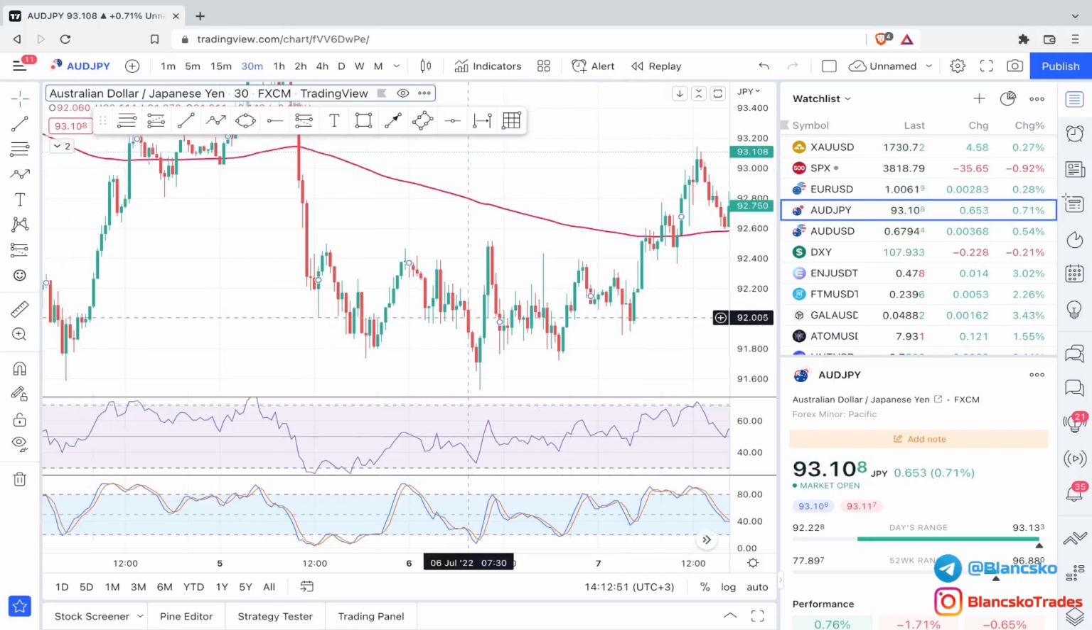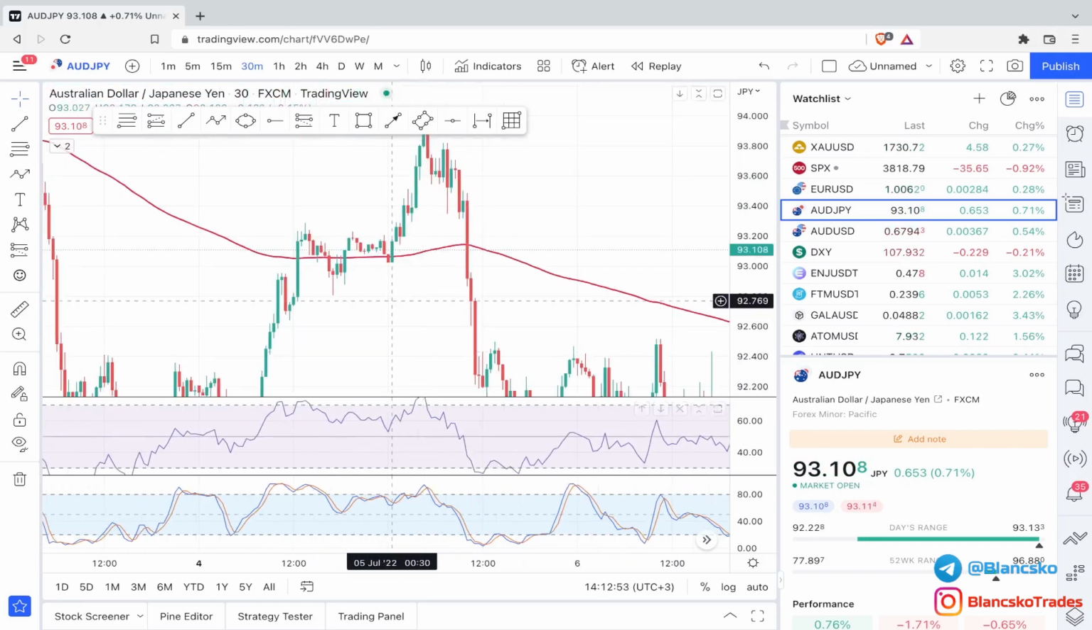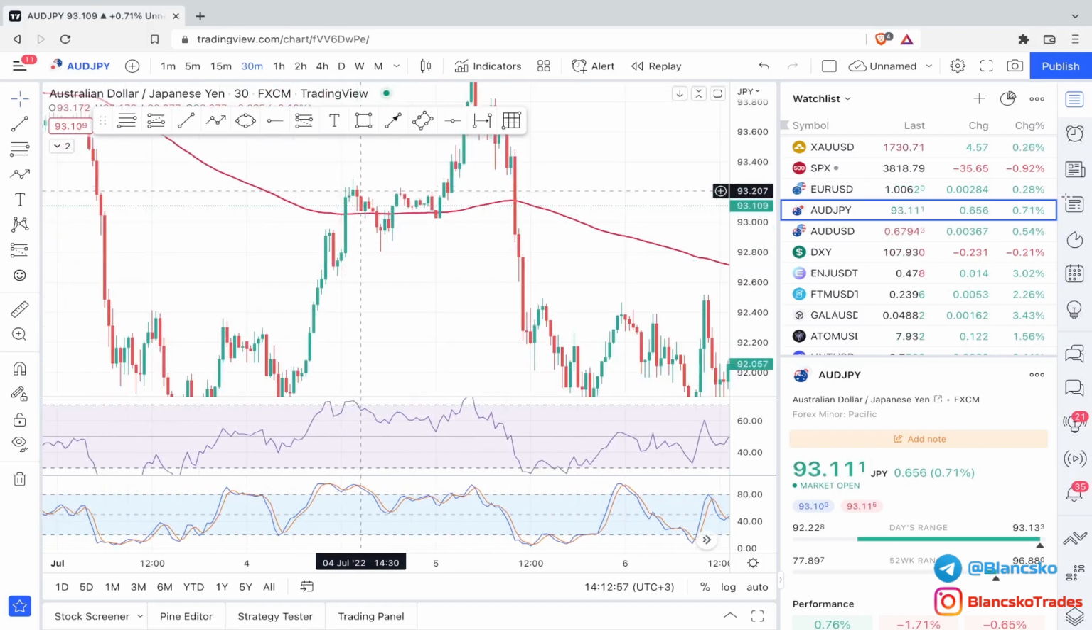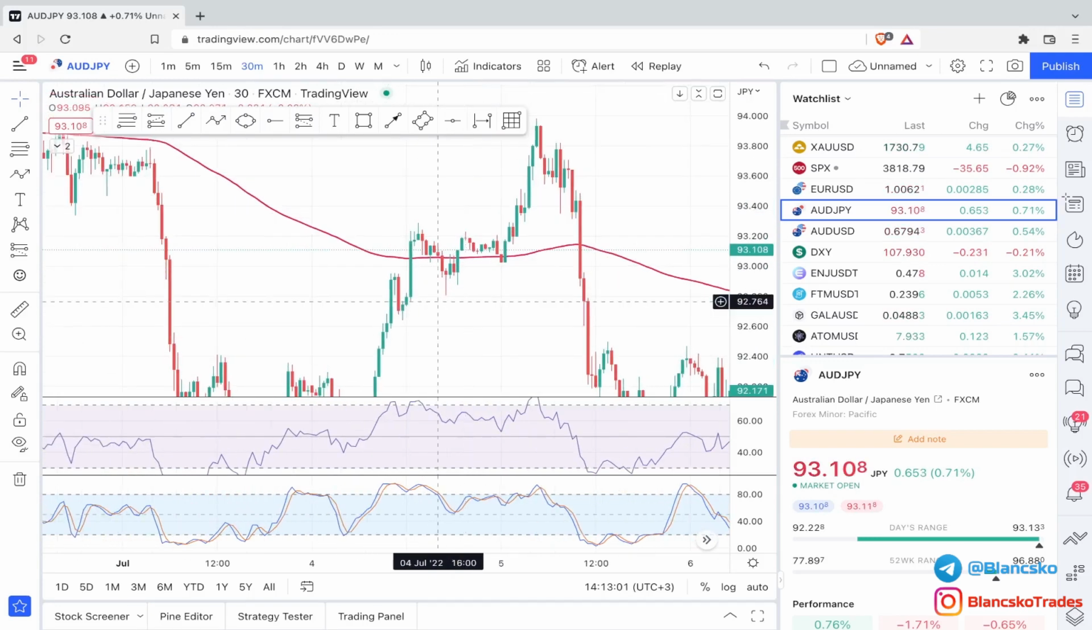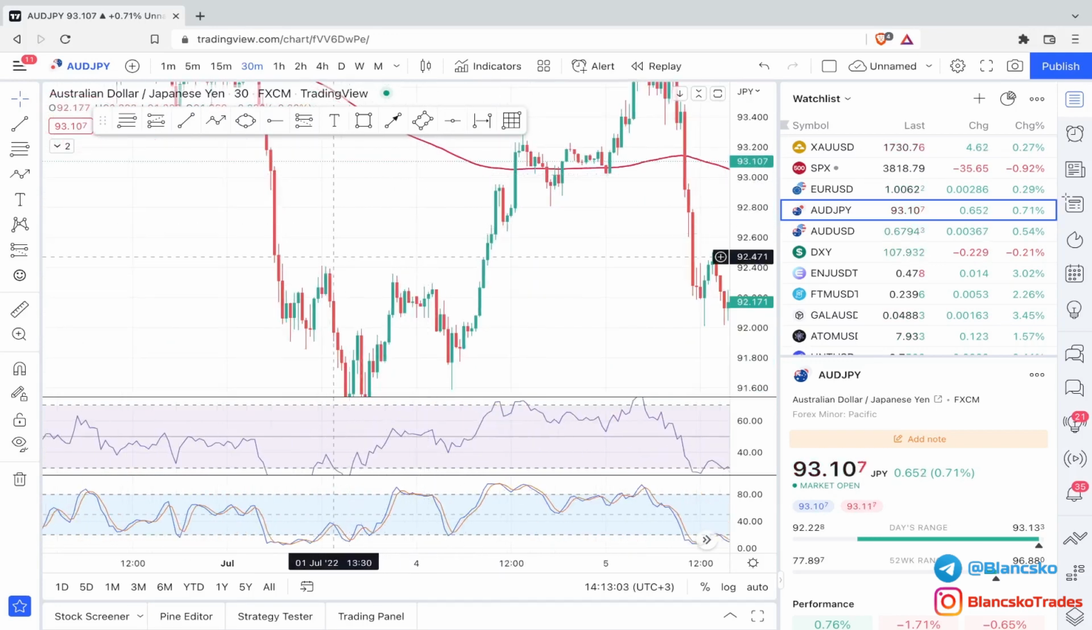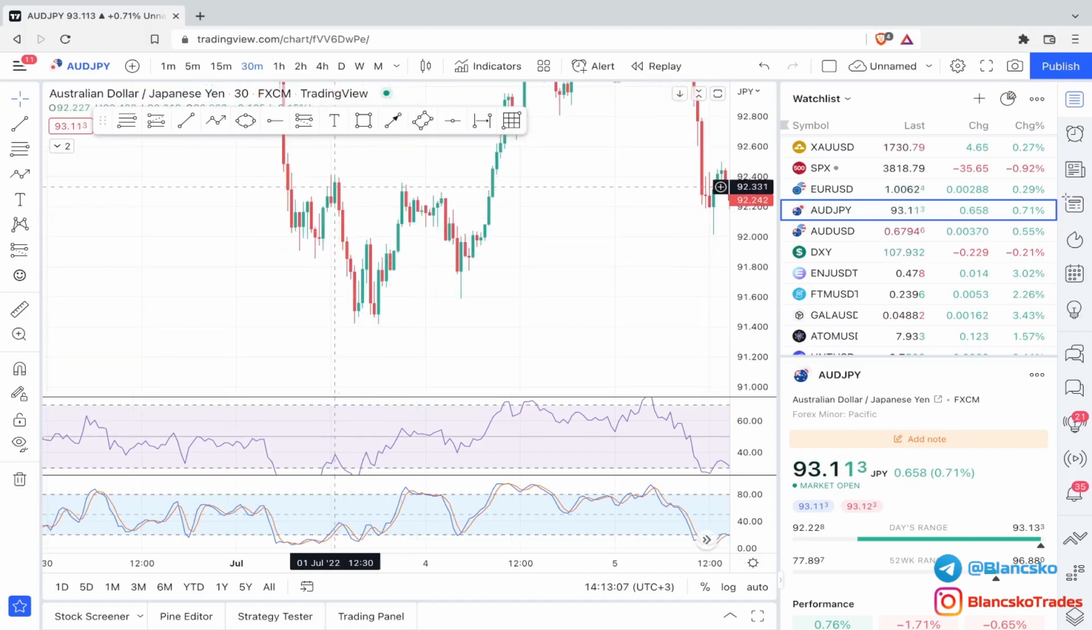Okay, let me look for one more example before wrapping up the video. Here we have a higher high, higher low, but the price is underneath the 200 EMA, so we do not take it. Let's see. Look, I think we have another example here.